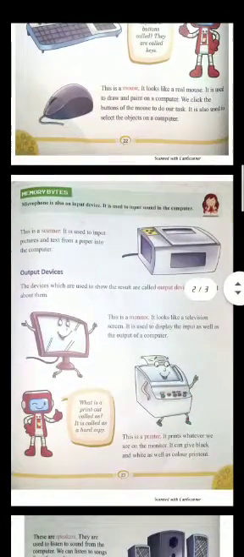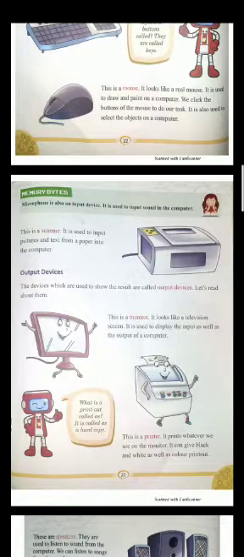Next, memory byte. Microphone is also an input device. It is used to input sound on the computer. Microphones or mics are input devices which are used to give the input of sound.